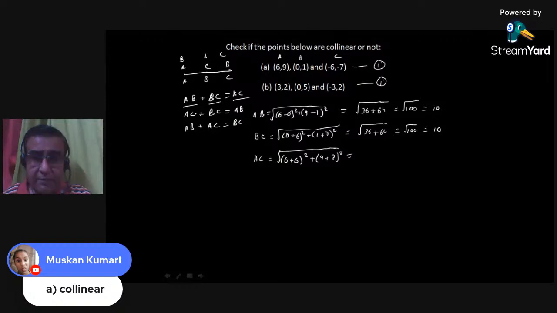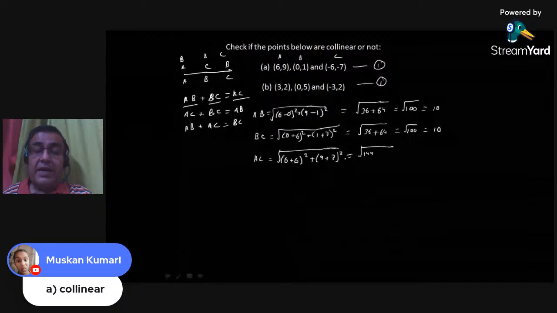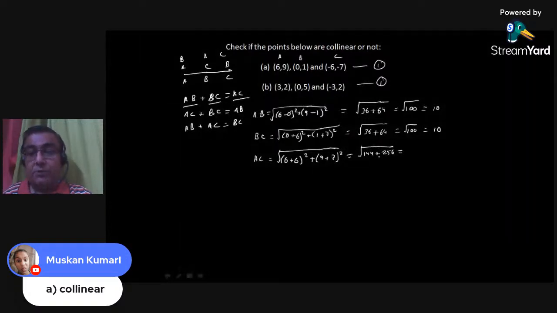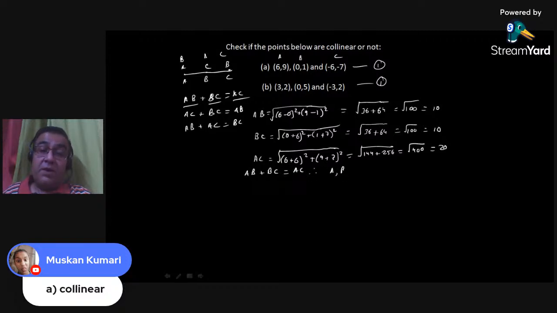AC will be 6 plus 6, which is 12. The square of 12 is 144. 9 plus 7 is 16. The square of 16 is 256. And 256 plus 144 will be 400. So square root of 400 is 20. So indeed we see that AB plus BC is equal to AC. Therefore A, B and C are collinear. So yes, Muskan is correct. Muskan gets 1 point for this.